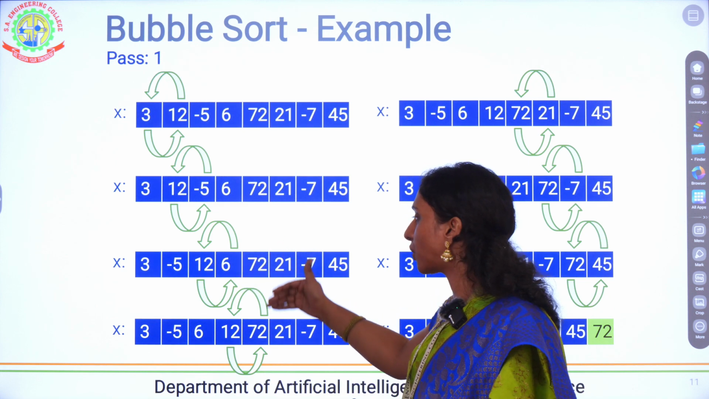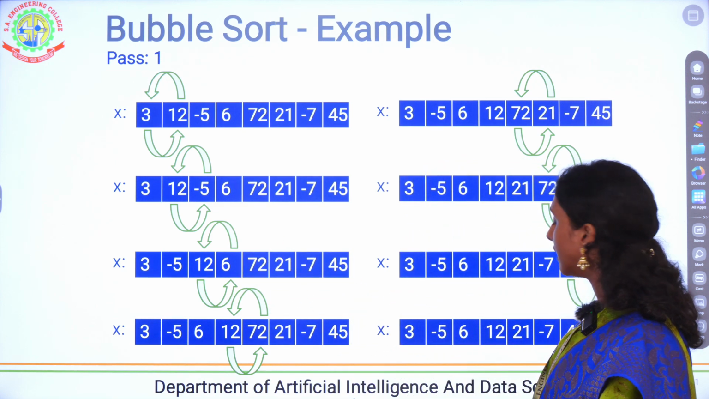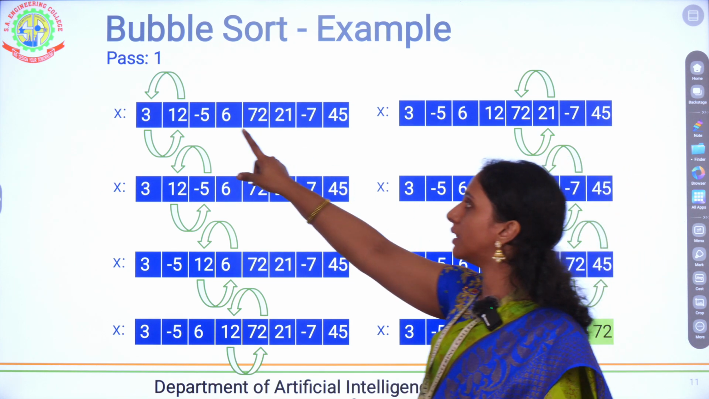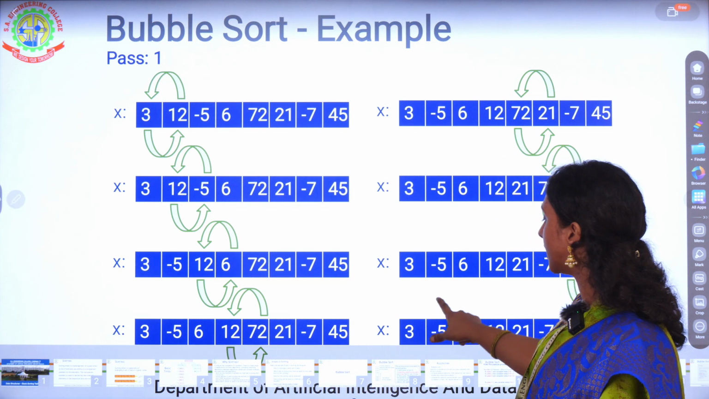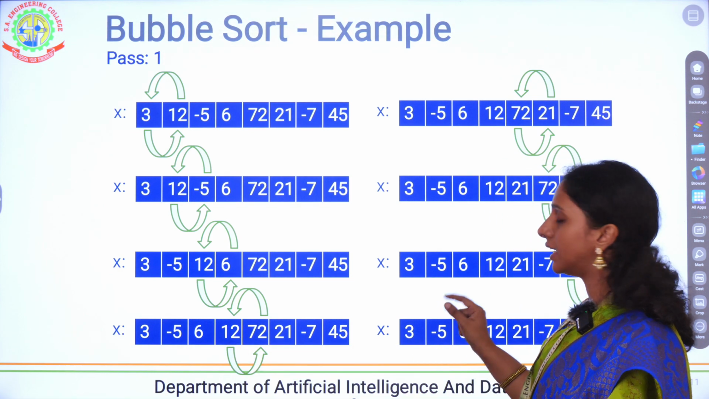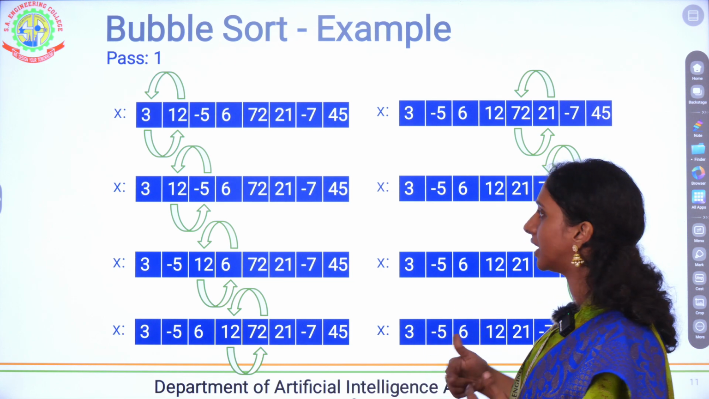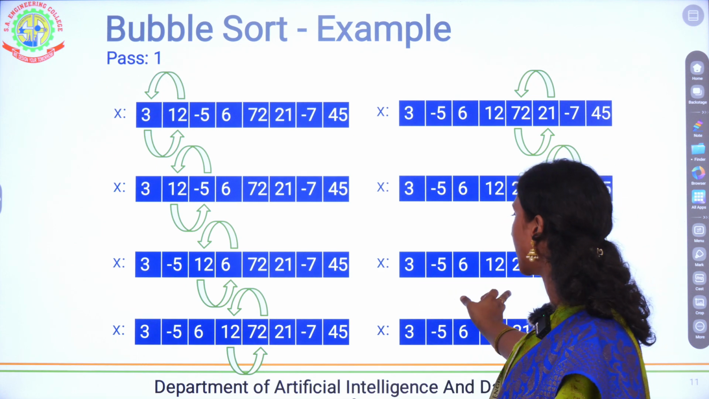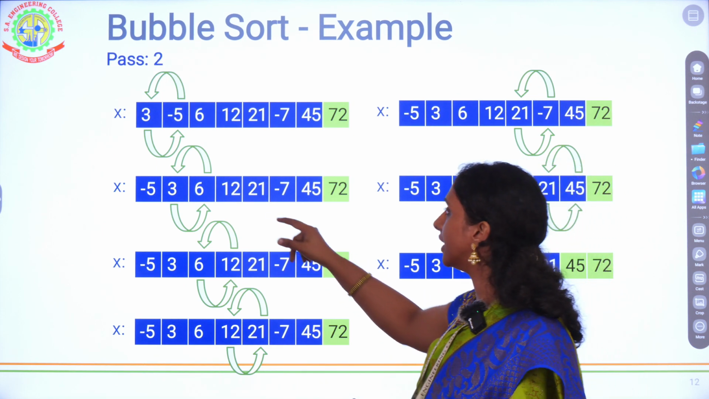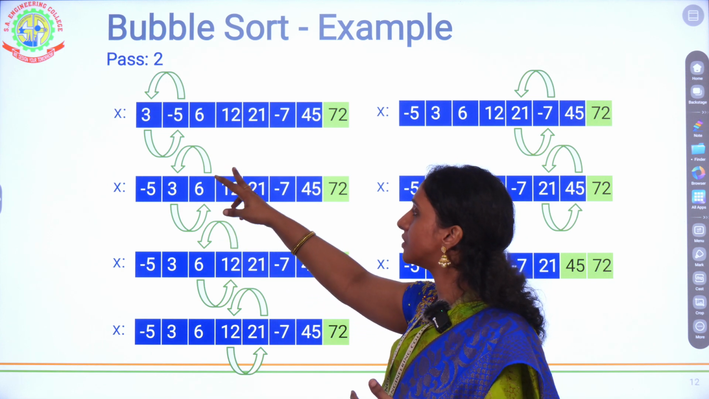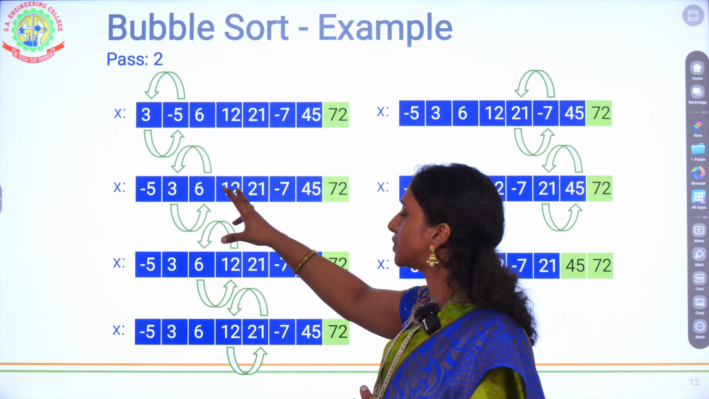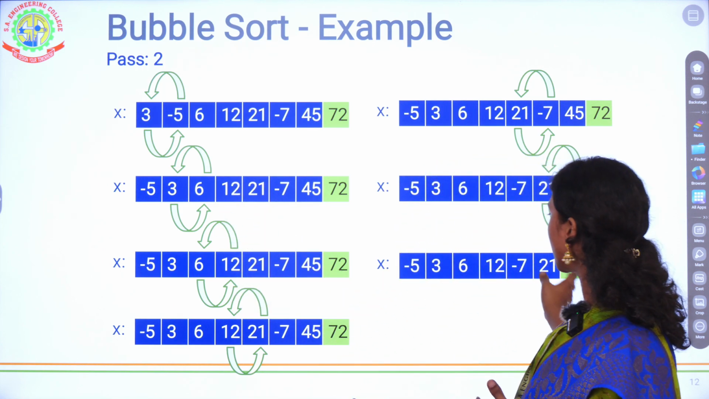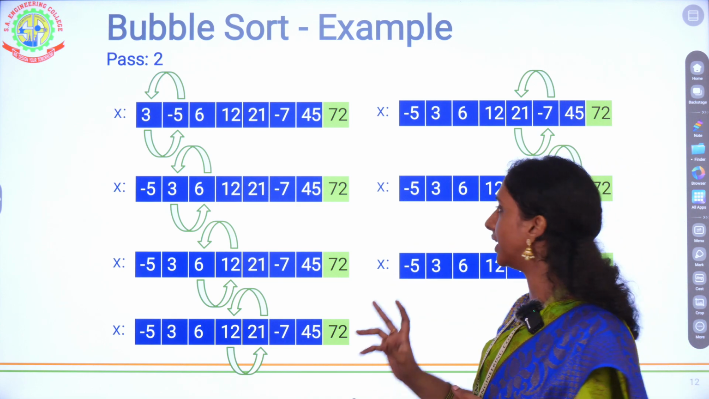So on and so on, this process will continue till we end up with the largest element, that is 72, going to the last position in pass 1. But as you can see here in this list, it is not yet sorted. Even though we have done the first pass, the list is not sorted. So we have to continue with the next pass. Here the same process will repeat, that is we compare the first two elements and then the next set of two elements. Like that the process will continue until we get a sorted list of elements.